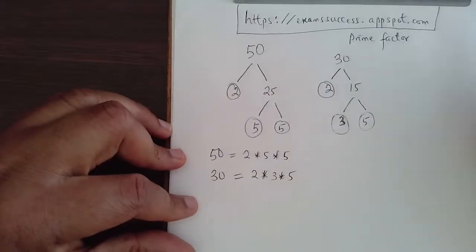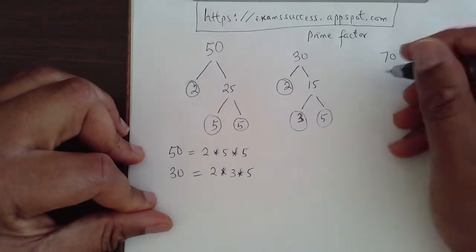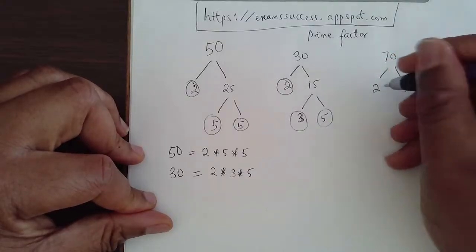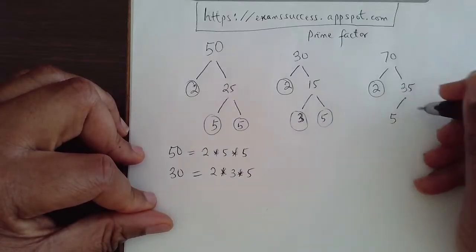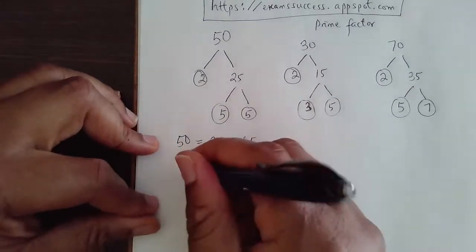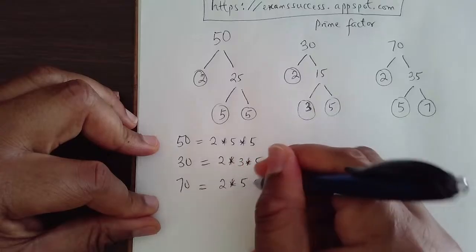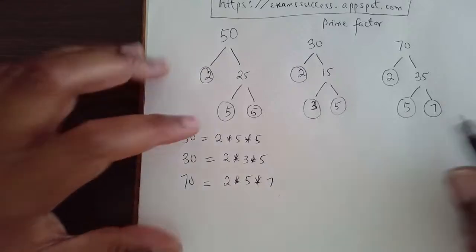Then the other one is 70. For 70, we have 2 and 35. For 35, we have 5 and 7. So 70 is 2 times 5 times 7, as you can see it here.